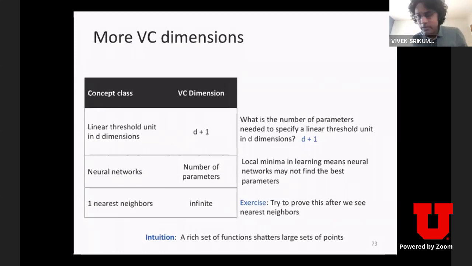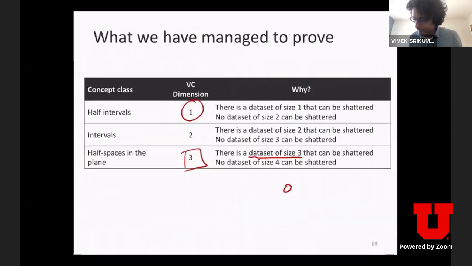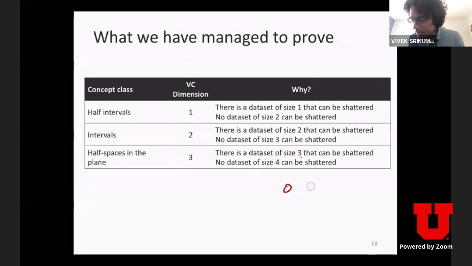We haven't proved any of the results on this slide, but we did prove all of the results on this slide. And in your homework, you'll be proving more things about VC dimensions.